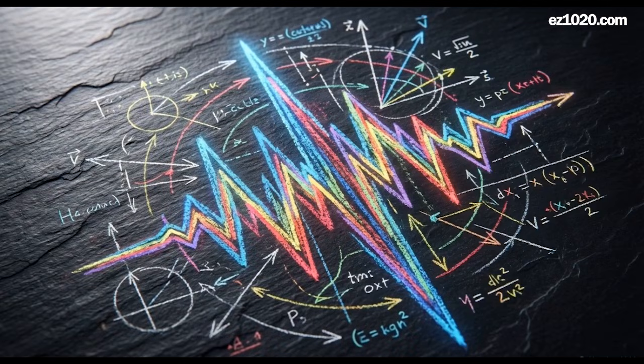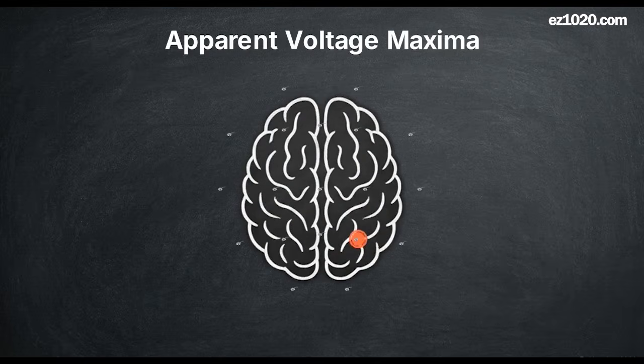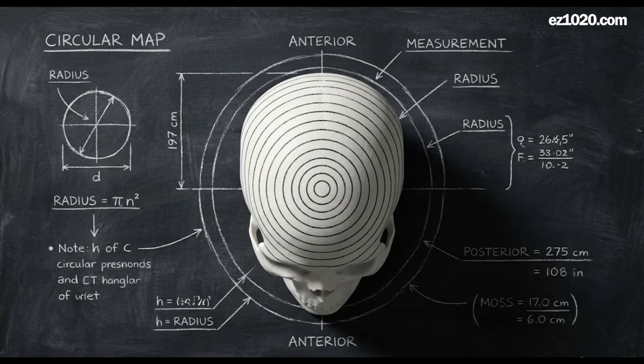Physicians locate the origin of a seizure or spike using apparent voltage maxima. This is the principle that the electrode closest to the source of the brain activity will record the highest electrical amplitude. This interpretation inherently assumes the technologist has placed the electrodes in their standardized, mathematically correct locations.